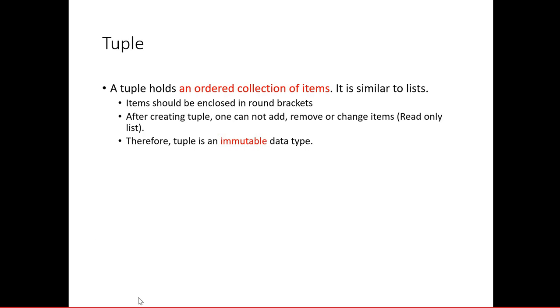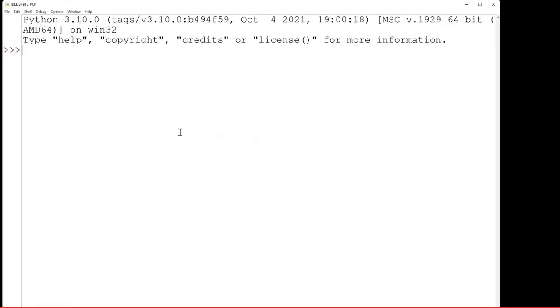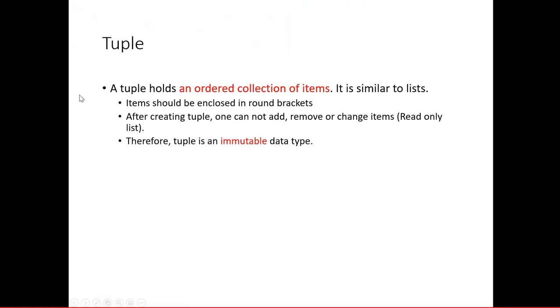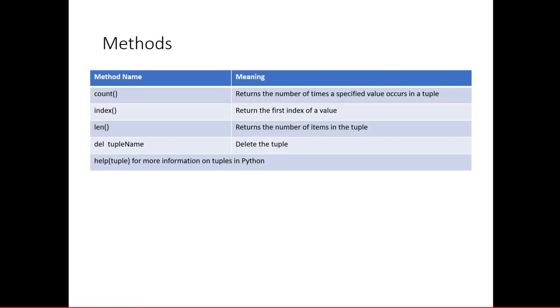Right. Now, let's look at an example. So let me take the IDLE session. I'm taking the IDLE session here, and then I'm going to get a new file as well. I would like to list all the methods available. If you look at the methods available in tuples, you could see only very few methods, because we can count the number of times one particular value occurs in a tuple. We can get the index, we can get the length. If you want, you can delete the whole tuple. Other than that, you cannot do anything, because once you create it, I told you, you cannot change what is inside the tuple. So these are the only methods that you could use.